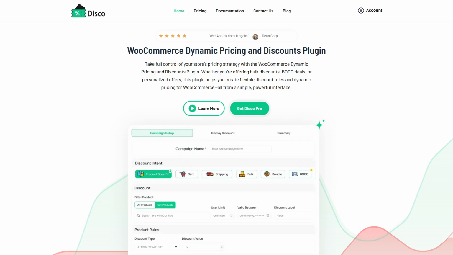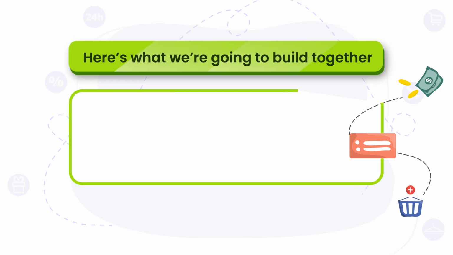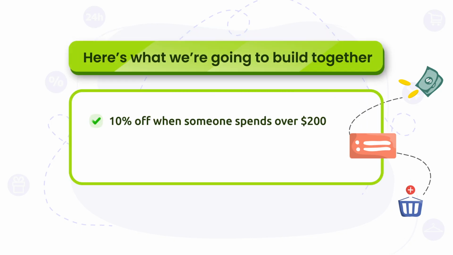Today I'm going to show you how to set up cart subtotal based discounts in WooCommerce using the Disco plugin. These are perfect for giving customers a little extra reward when they spend more, helping boost your average order value and sales at the same time. We're going to build two examples together. First, a percentage discount, 10% off when someone spends over $200. Second, a fixed amount discount, $20 off orders over $500. All right, let's dive in and set them up step by step.